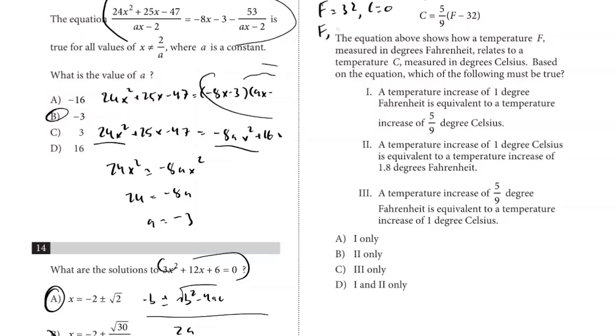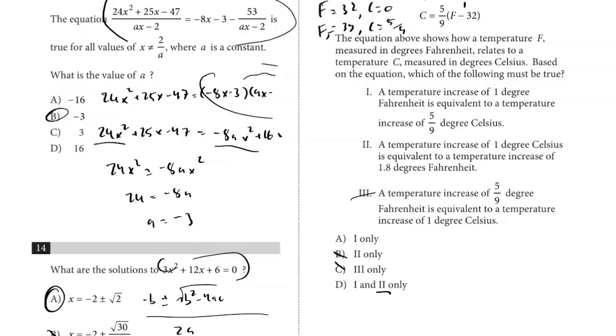Now if we increase that, so F is equal to 33, right? So in the equation, 33 minus 32 is just 1. And then 1 multiplied by 5/9 is 5/9. That means C is 5/9. So with that 1 Fahrenheit increase, we increase by 5/9 degrees Celsius. So looking at the options, we can already eliminate B and C. So now we need to check number 2, because we already know that 3 is incorrect.